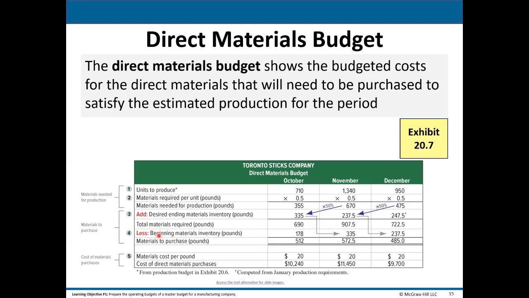But we already have, how many do we have on hand? So our beginning materials inventory was 178. So that's why we're backing out that amount, because we already have that on hand. And that's how we get down to our materials to purchase, the 512.